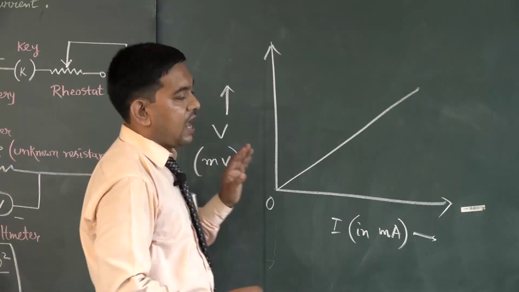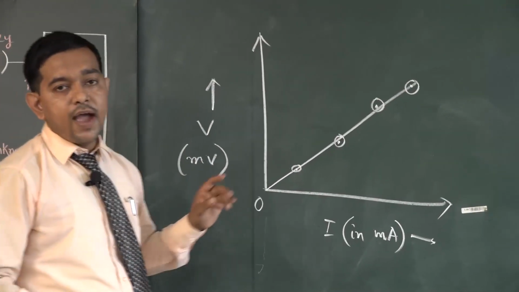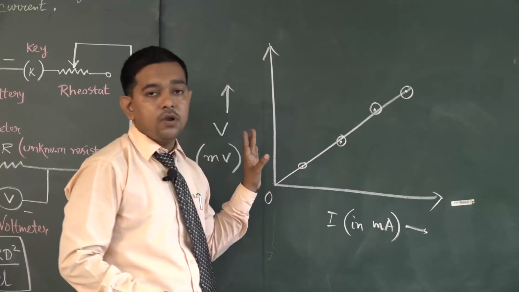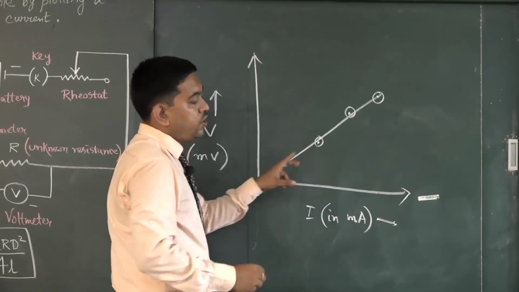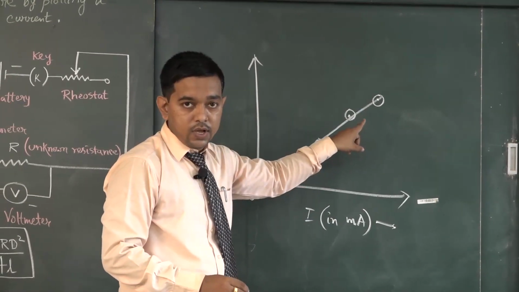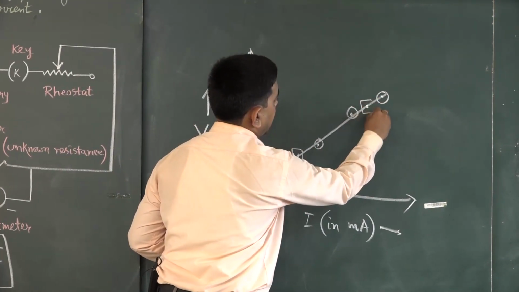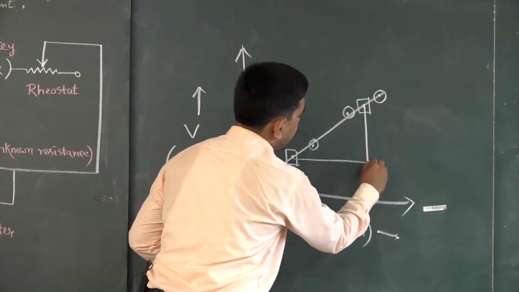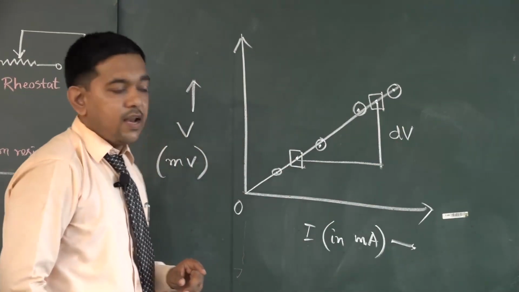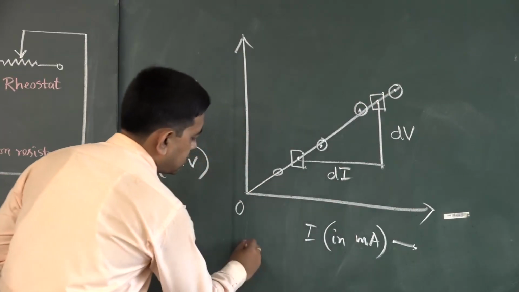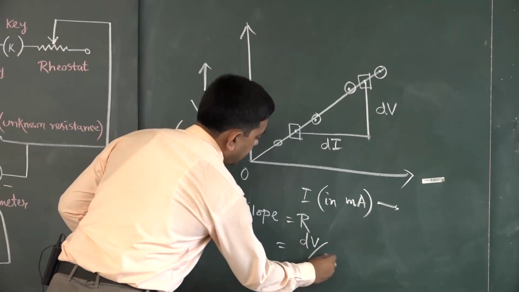Now suppose we are getting some points here, and we have to find the slope of this graph, because the slope of this particular graph will give the resistance. So let us choose some arbitrary points. We should not take the points which are in the table. Suppose I am taking this point and this point, and we have to drop a right angle triangle. This value is dV, and this value is dI. So the slope of the graph, which is basically the resistance R, equals dV by dI.